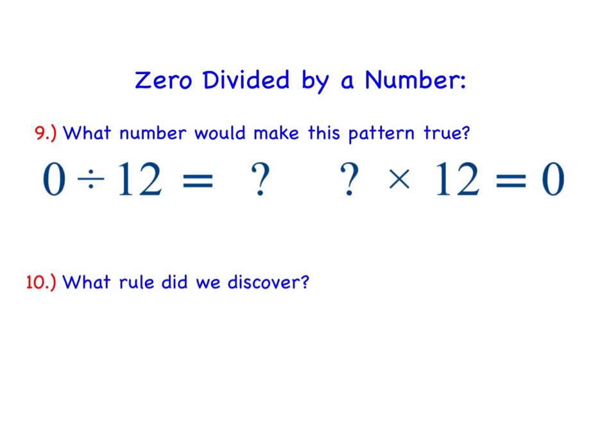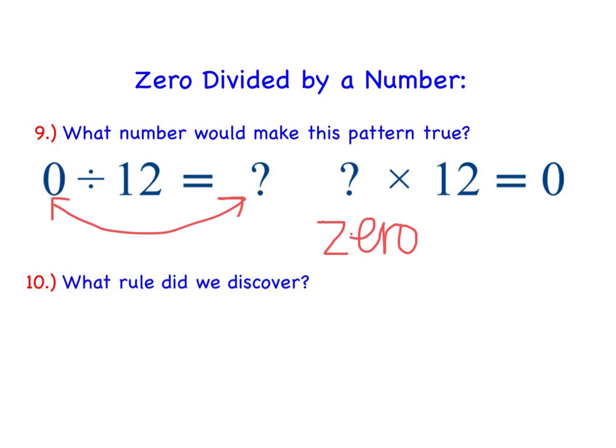Now let's take a look at the opposite situation. If we have 0 divided by a number. So the question is, what number would make this pattern true? So remember, I am starting out by switching these two numbers, changing it to multiplication. So I get, what number times 12 equals 0? So think to yourself, what number times 12 equals 0? If you said 0, you're correct.